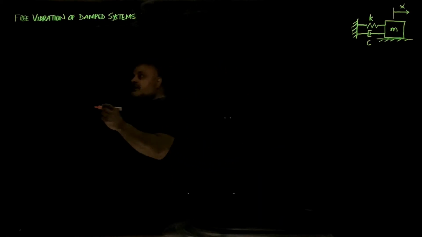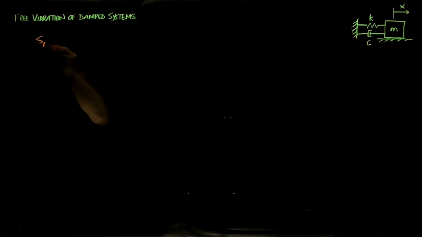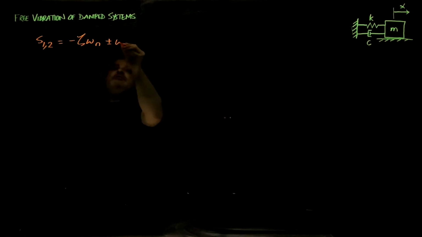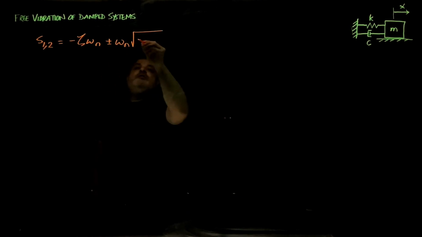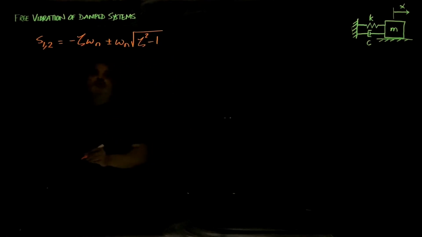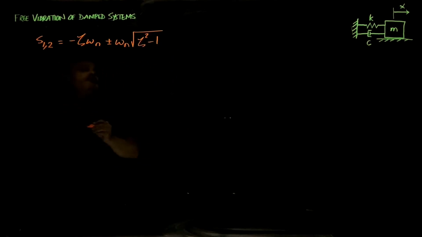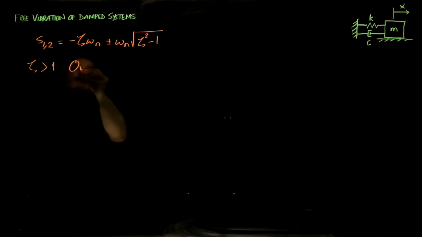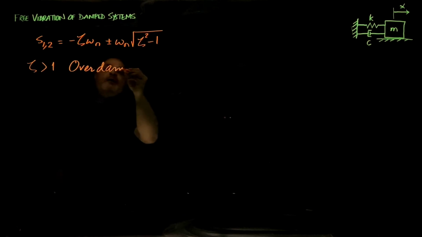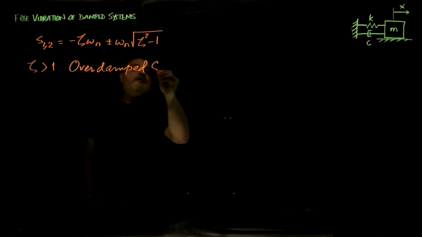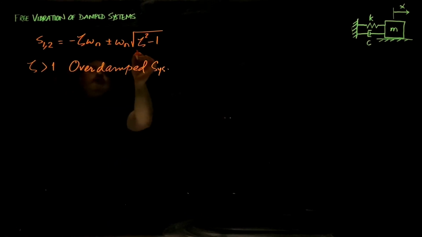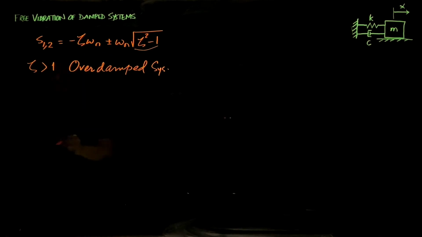So the roots s1,2 are negative zeta omega n plus or minus omega n square root of zeta squared minus 1. Let's examine the roots and the response for each value of zeta. So for zeta greater than 1, or overdamped systems, the value under the square root is positive and the roots will remain real.